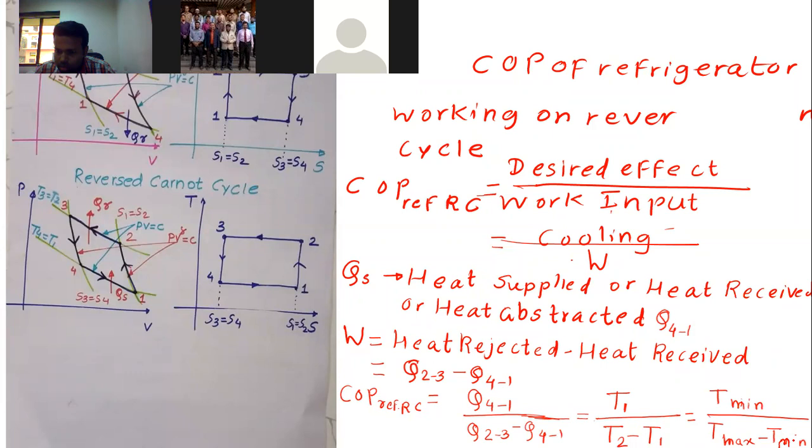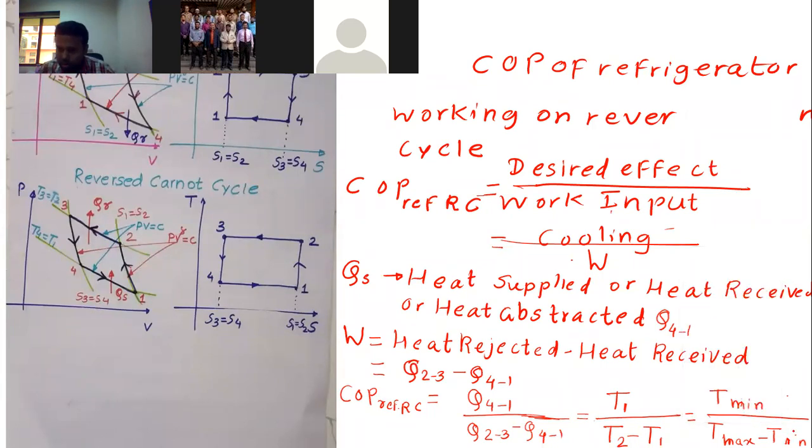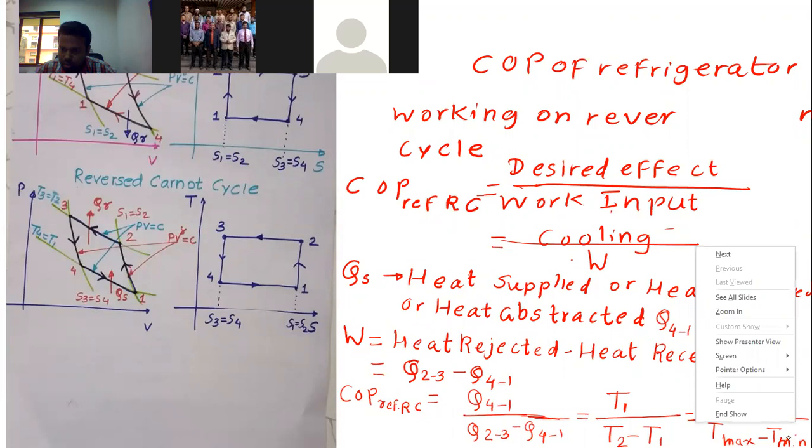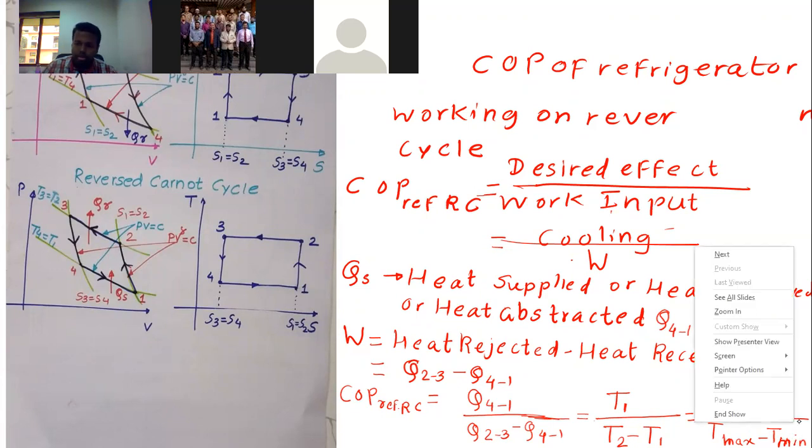Is that okay? Have you understood from where it is derived, or how to remember the formula? So this is basically nothing but T min divided by T max minus T min, right? Is that okay?